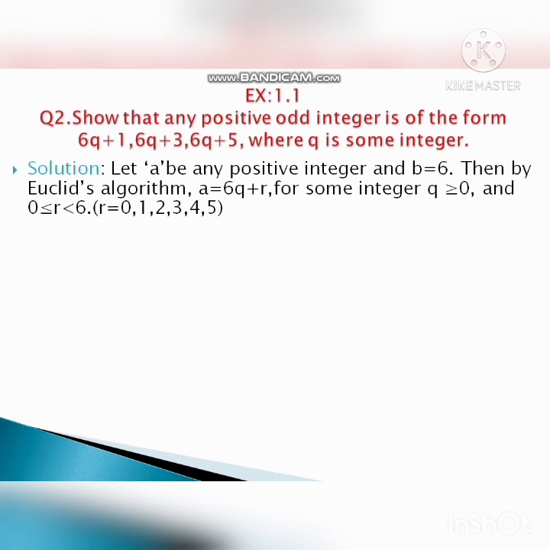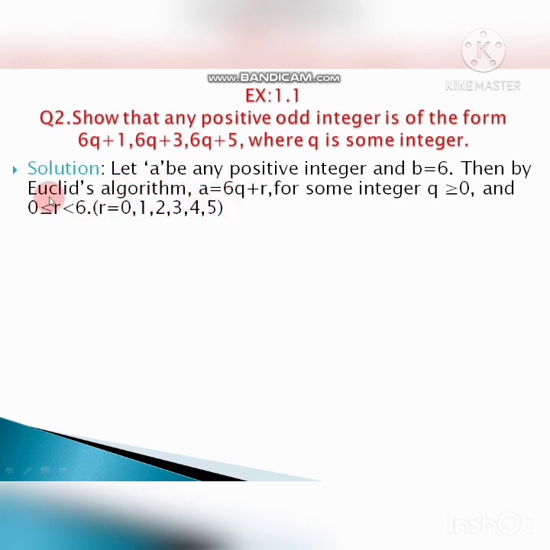Okay, so now the solution is: let a be any positive integer, and b is equal to 6. Why am I taking b equal to 6? Because it is given in the question that a positive odd integer is of the form 6q plus 1. That's why I am taking b equal to 6. Then by Euclid's algorithm, a is equal to 6q plus r.